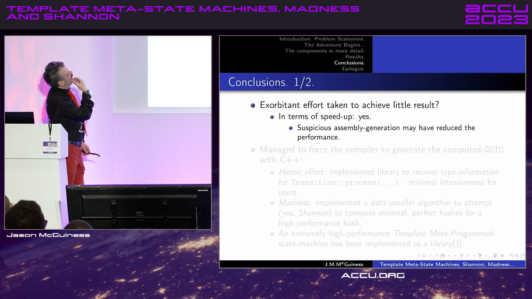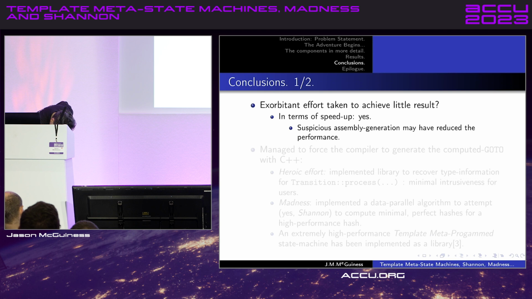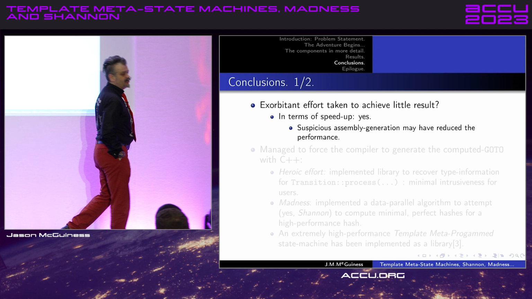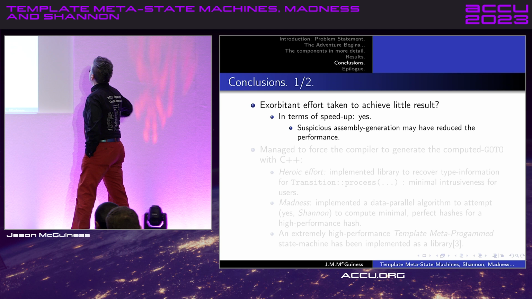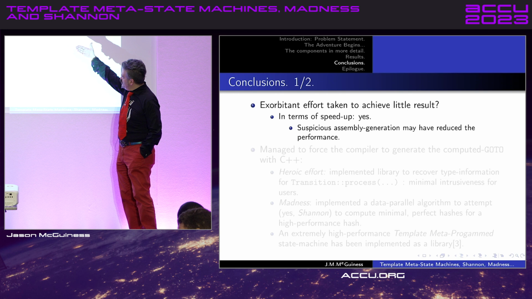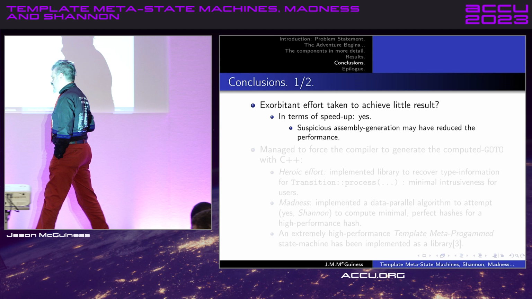Yeah, one could view it as this, as a conclusion. I have spent some time generating this to get a computed goto, because that was the point. Remember? The problem statement was to generate a computed goto, not to generate one that's faster than if-else. Clear and careful reading, please. Yes, we could claim exorbitant effort was taken in terms of speed up. Suspicious assembly generation may have hindered that. But that was not the point of my experiment. Clear and careful reading.